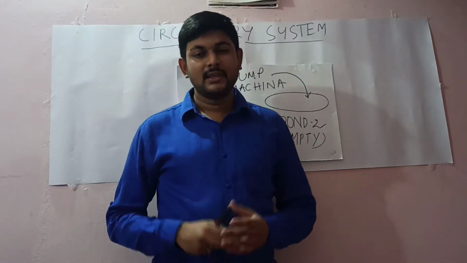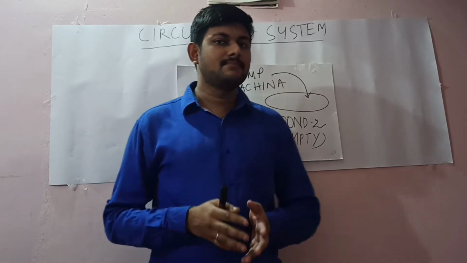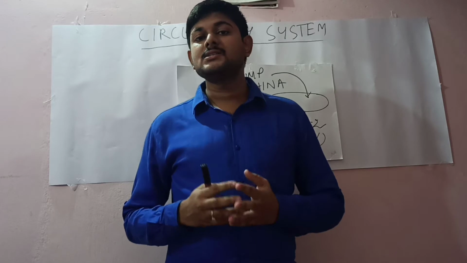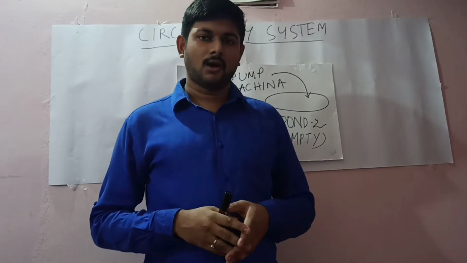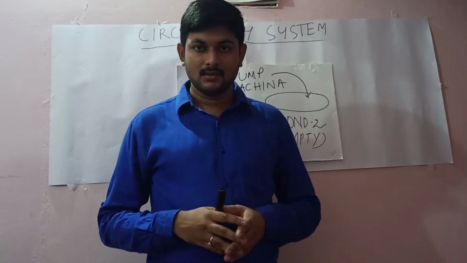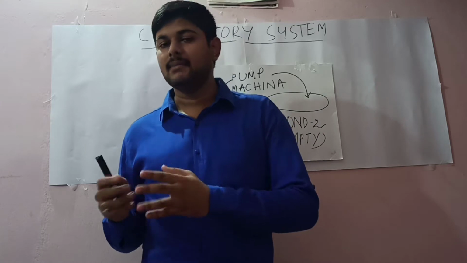Good morning, students. In your previous class, you have studied about blood, its components, and different types of blood vessels. So let me ask you just some questions. What are the different kinds of blood corpuscles that are present? Yes, the answer is RBC, WBC, plasma, and platelets.